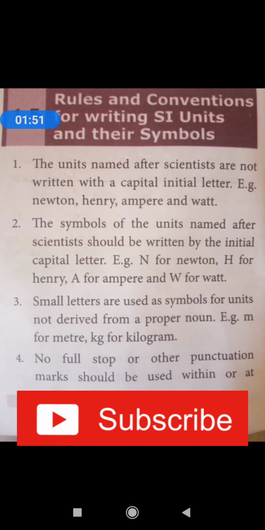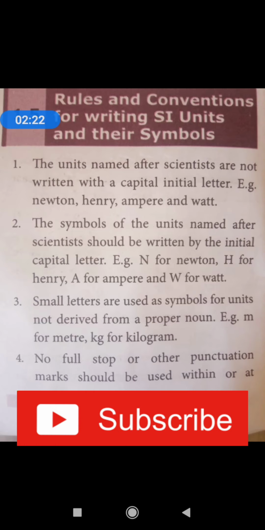Second rule, the symbols of the units named after scientists should be written by the initial capital letter. Example, N for Newton, H for Henry, A for Ampere and W for Watt. When we use the symbols of the units named after scientists, they should be written with the initial capital letter.